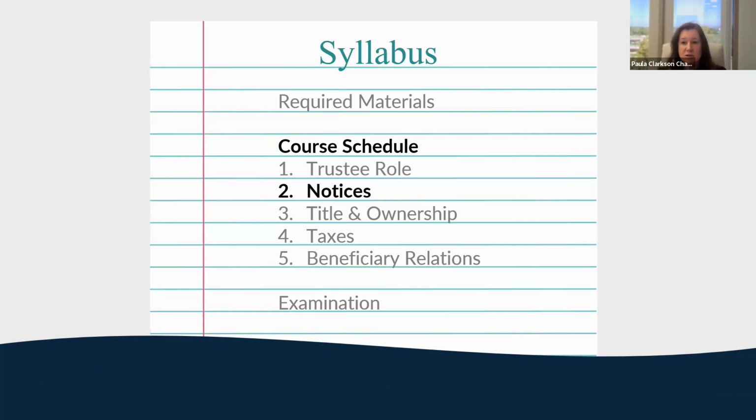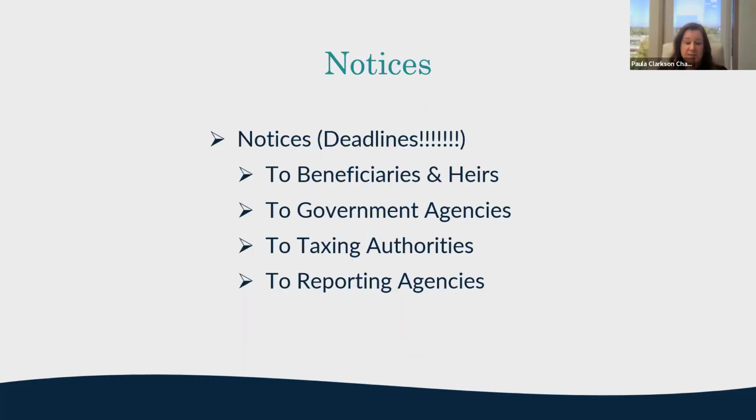So the next thing that the trustee needs to look at is notifications. There are a lot of notices that we need to give when someone passes away. So there are deadlines. The biggest notice that we always want to get out as soon as possible is a notification to all of the beneficiaries and heirs. This is something that needs to be done within 60 days of the person dying.